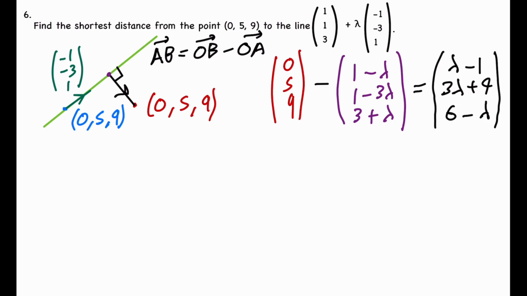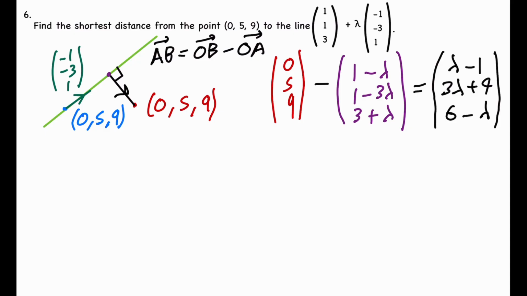If we find this magnitude, we find the shortest distance. But to find this magnitude, we still need to find lambda. To find lambda, because we know that this direction vector goes along the line, and it's at 90 degrees to this vector that we just found in terms of lambda, we know that the dot product of this and this is going to be equal to 0, because perpendicular vectors have a dot product of 0.